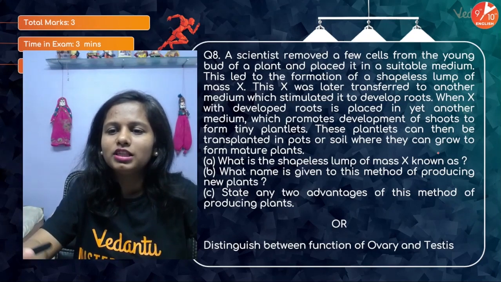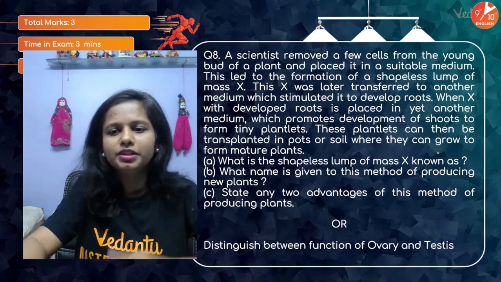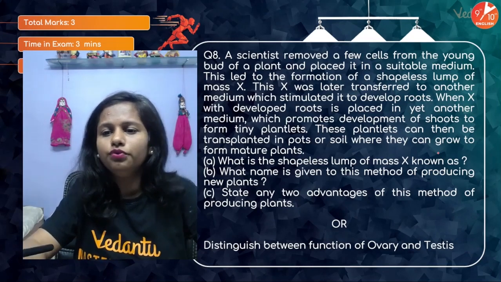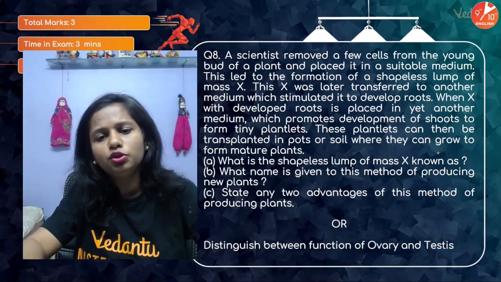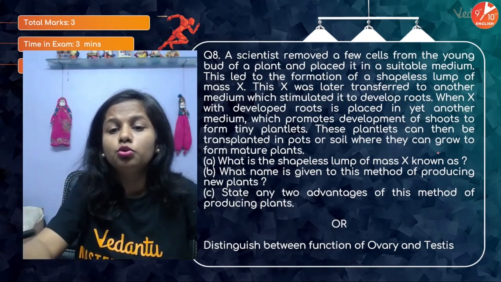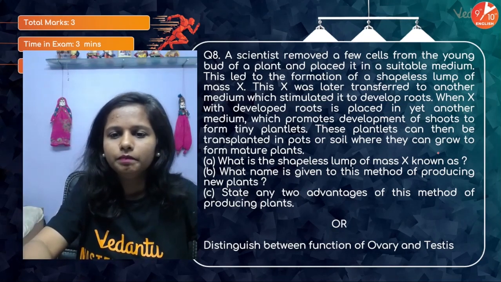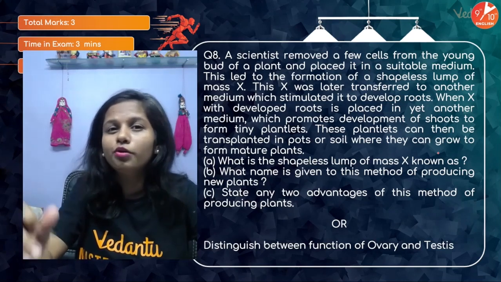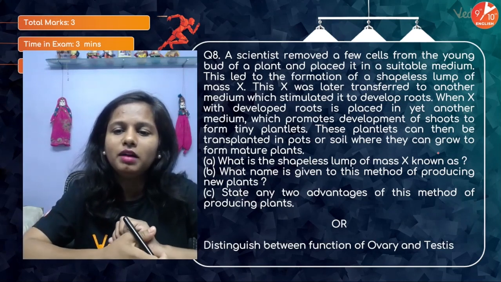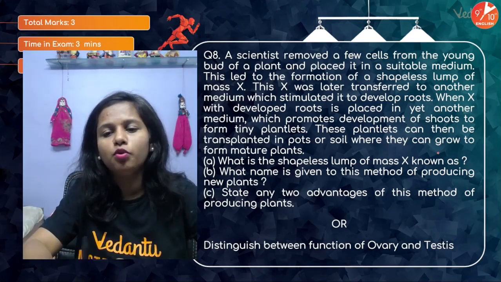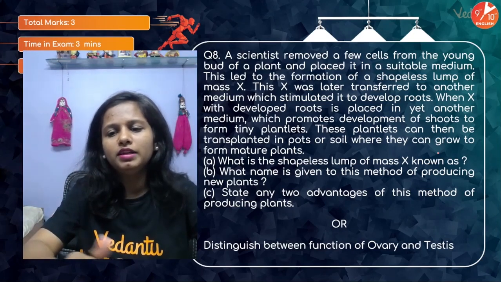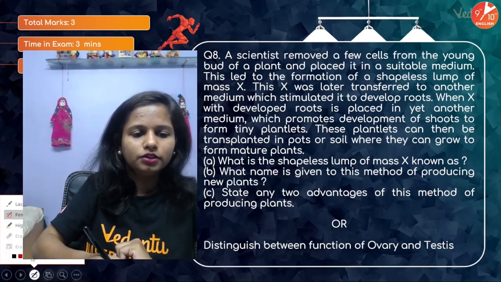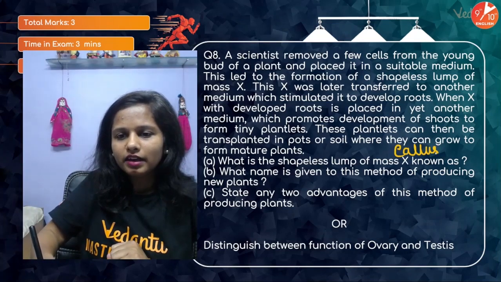Now X was later transferred to another nutrient medium, which stimulated the growth of roots. When the callus developed roots, it is placed in another medium, which promotes the development of shoots to form tiny plantlets, because that nutrient medium had rooting and shooting hormones. Now these plantlets can be transplanted into pots or soil where they can grow to form mature plants. What is the shapeless lump X? We all know the shapeless lump is what we call callus.